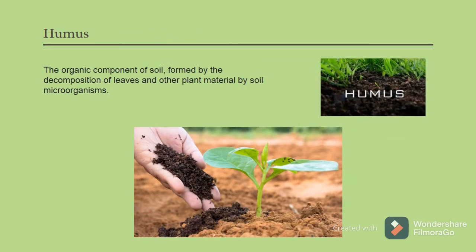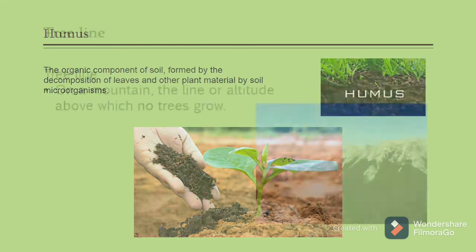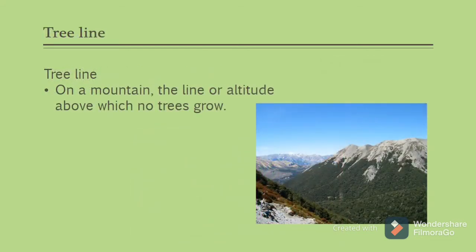Now we will study humus. Humus is the organic component of soil, formed by the decomposition of leaves and other plant material by soil microorganisms. So it increases soil fertility. The tree line is a line or altitude above which no trees grow.